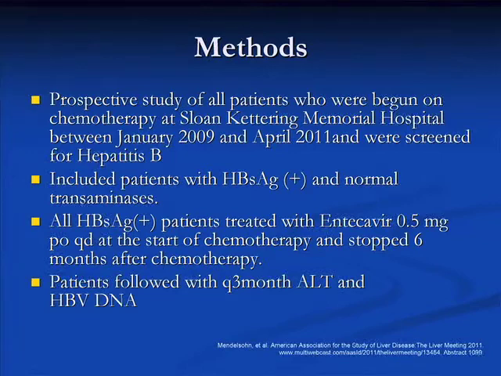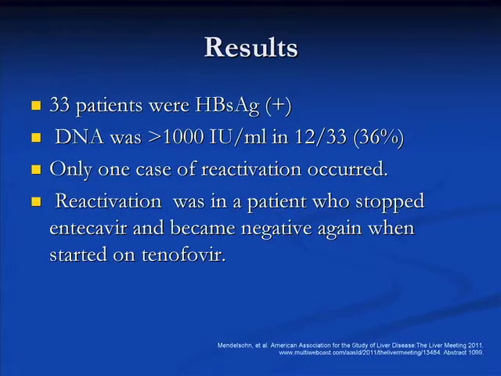Patients were followed with 3-month ALT levels and hepatitis B viral DNAs. So of this group, 33 patients were found to be hepatitis B surface antigen positive. The DNA was over 1,000 in 12 of 33, so most of them had inactive disease, which is important because even patients with inactive disease can get severe recurrence afterwards.